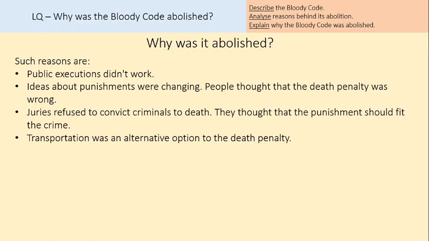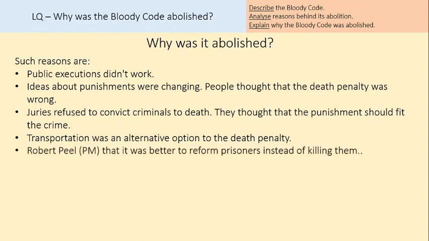Transportation was more of an alternative to the death penalty. They didn't want people to hang, so they sent them off to Australia and to the colonies. Robert Peel, the Prime Minister at the time, thought that it was a lot better to reform prisoners instead of killing them, turn them into better civilians in order to help society. If you just kill them, you're not actually changing anything. Executions were moved inside because public executions didn't work, but it didn't actually stop people committing these crimes. It just meant that executions weren't seen.